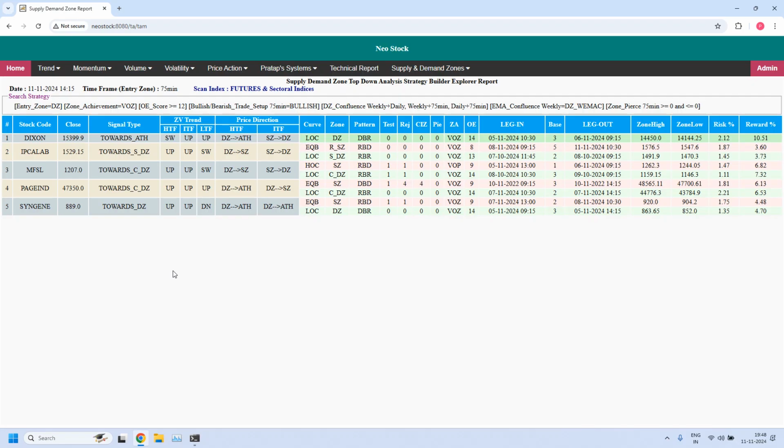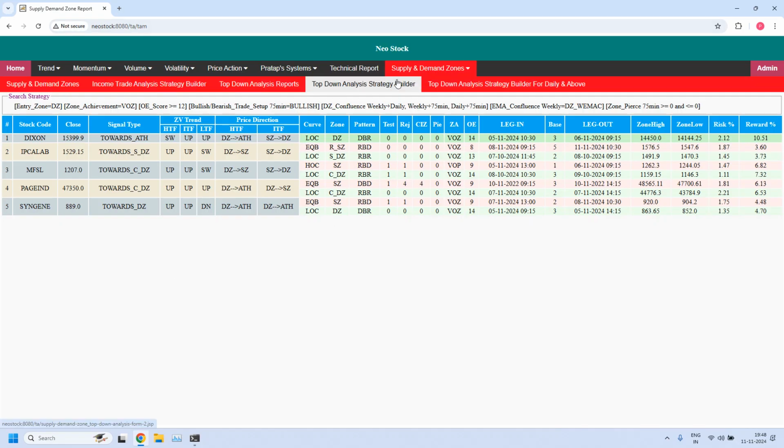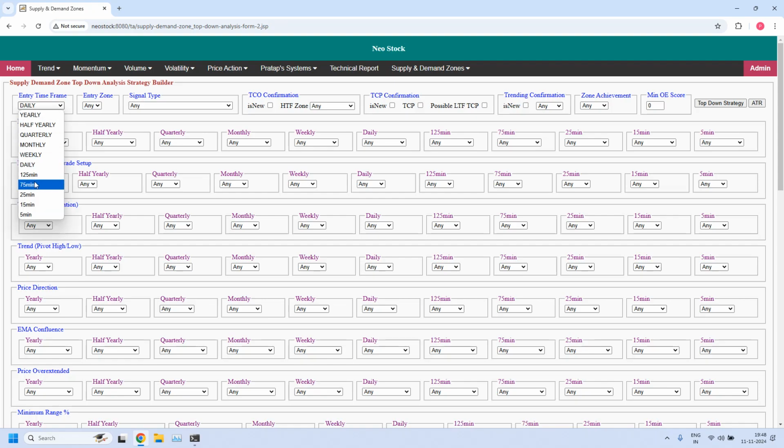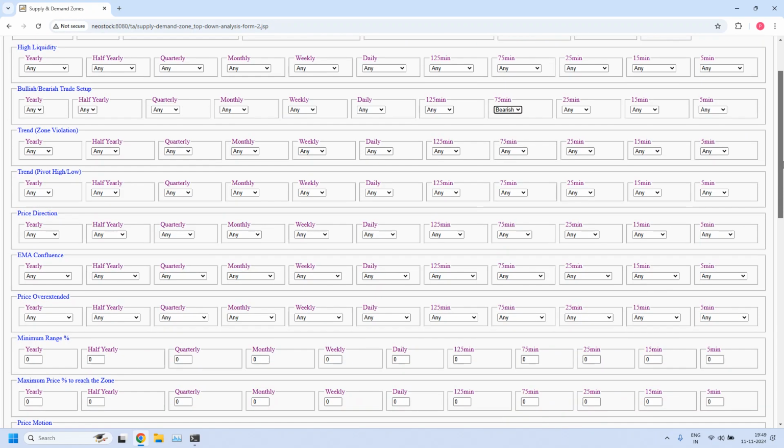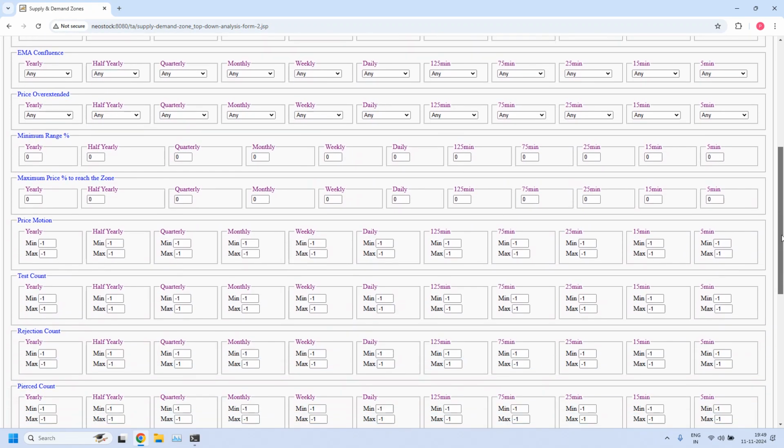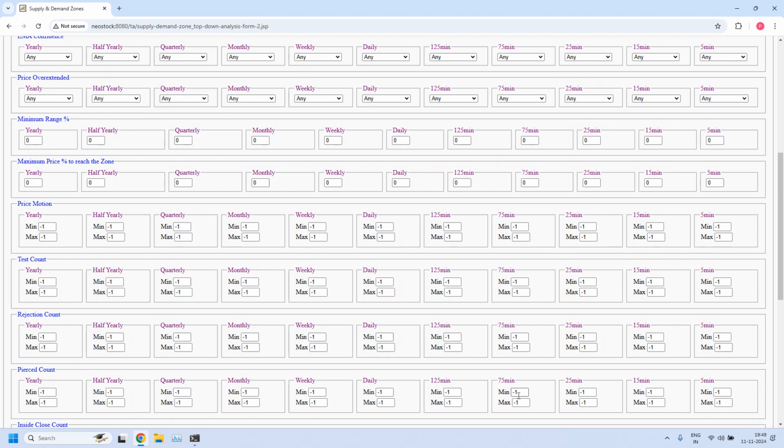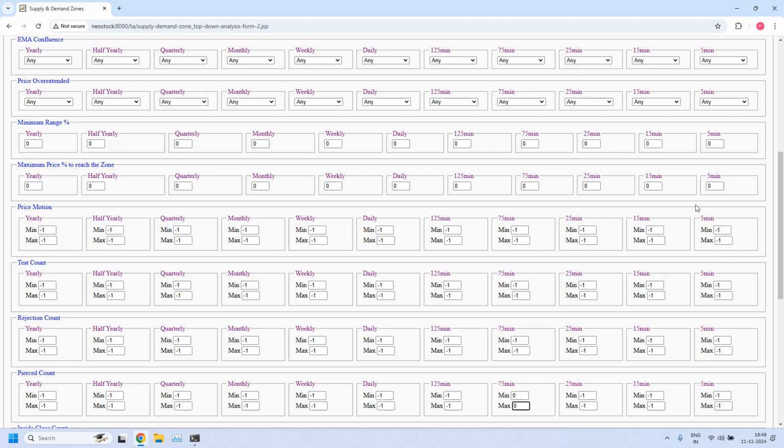Okay, this is about bullish trade setup for weekly income trade. Next, bearish trade setup for weekly income trade. Entry time frame 75 minutes. Entry zone, supply zone. In bullish or bearish trade setup at 75 minutes, I am selecting bearish. The 75 minute supply zone should not be pierced. So in the pierced count at 75 minutes time frame, I am setting minimum value 0, maximum value 0.